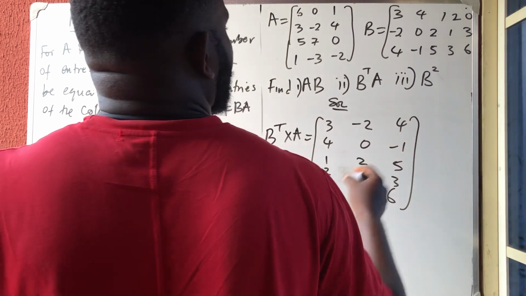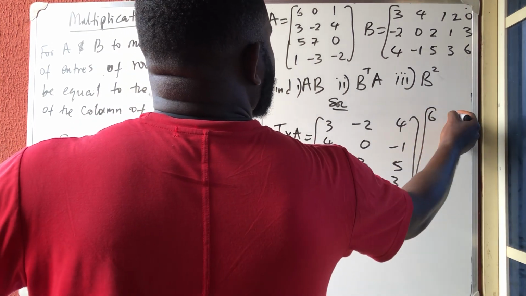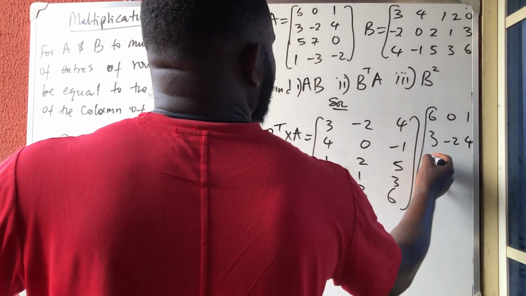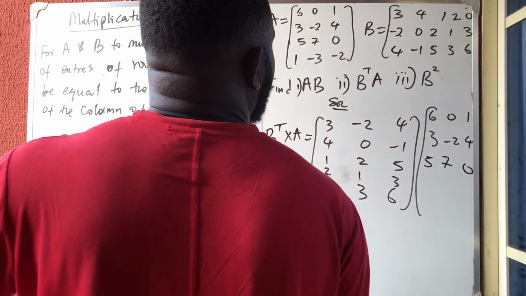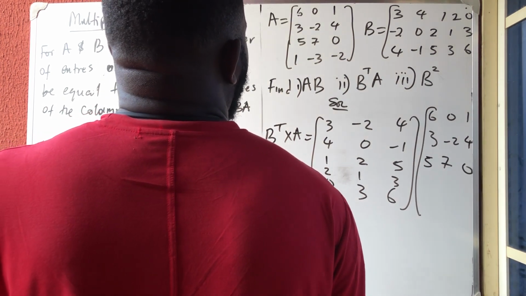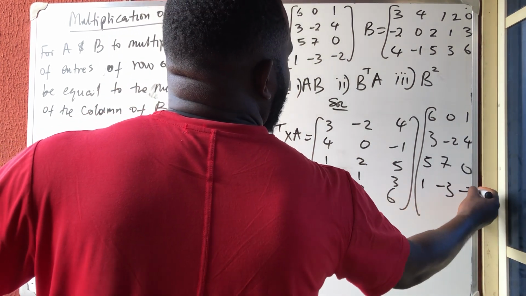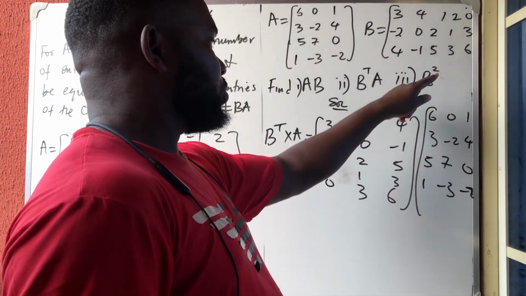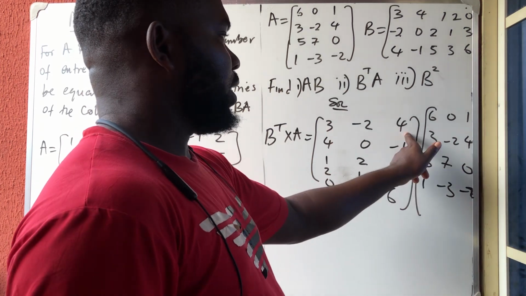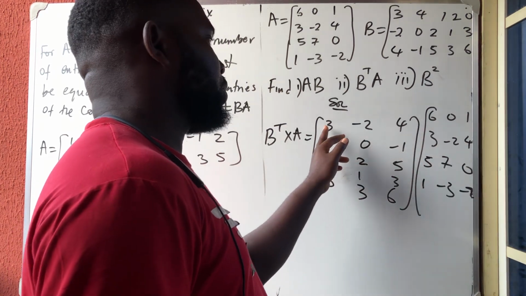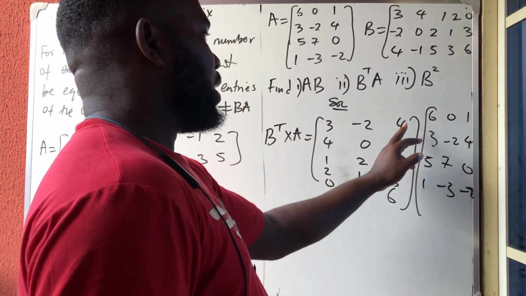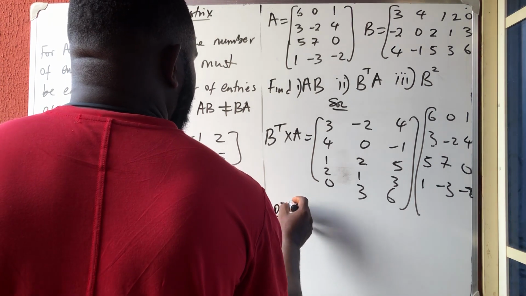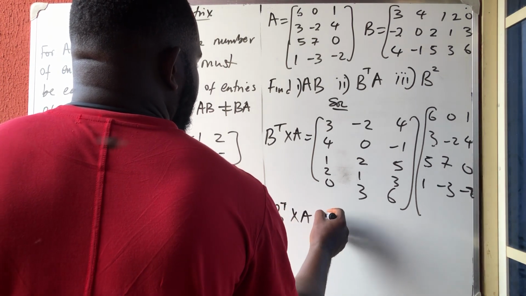Okay? Then you are now multiplying it with what? 6, 0, 1, 3, minus 2, 4, 5, 7, 0, 1, minus 3, minus 2. Okay, so let's check if it is possible. We are using the rule here to multiply the column here. 1, 2, 3. 1, 2, 3, 4. It's not possible because this will times this, this will times this, and this will times this. What about this? So therefore, B transpose times A is not possible.